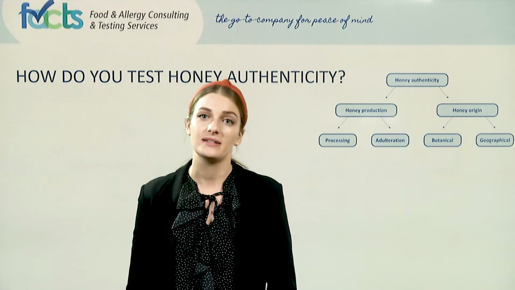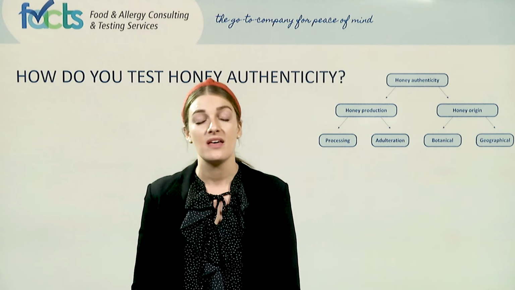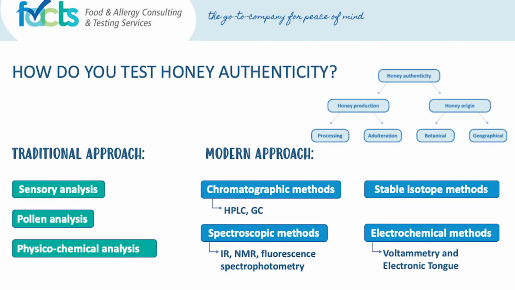So how do we go about testing honey authenticity? There are various different approaches, with the traditional approach being sensory analysis, pollen analysis, or physicochemical analysis, or a combination of these techniques. These techniques often require experienced personnel and have a low sample throughput. So modern approaches make use of chromatographic methods, spectroscopic methods, stable isotope methods, and electrochemical methods.